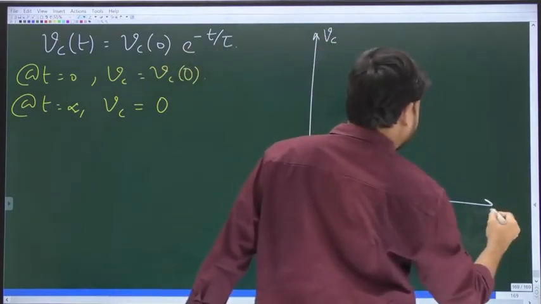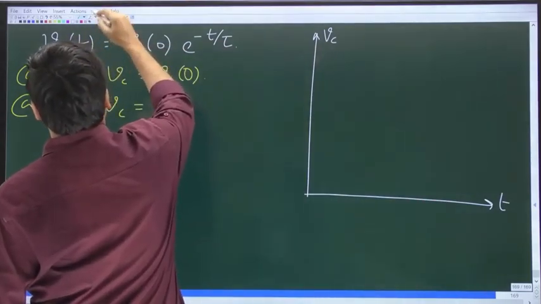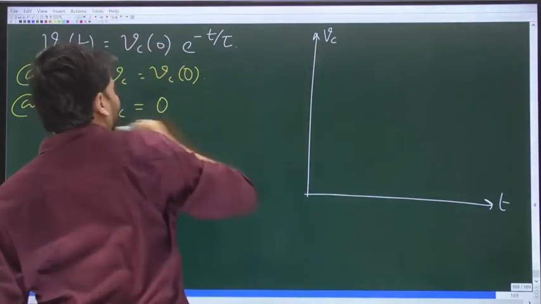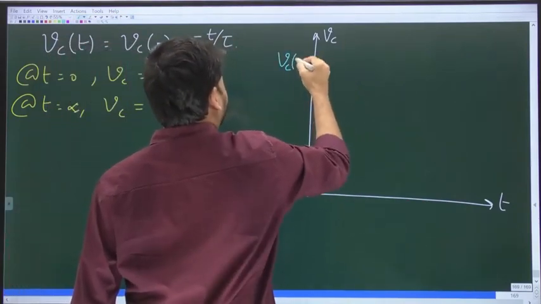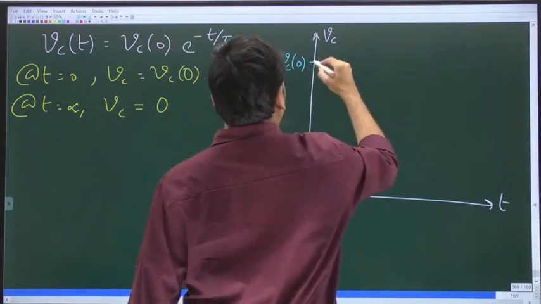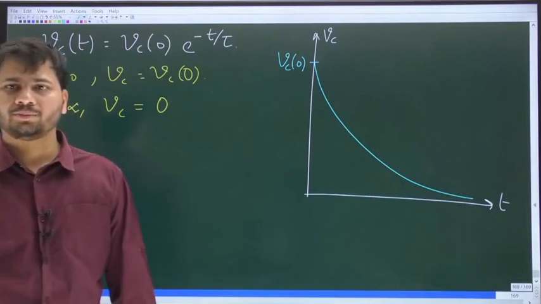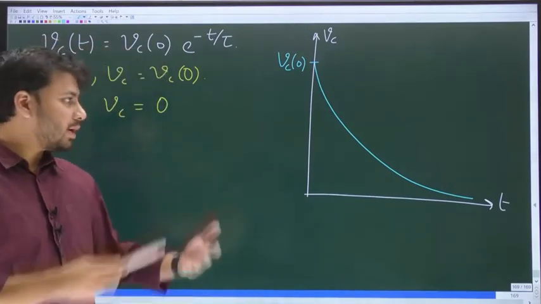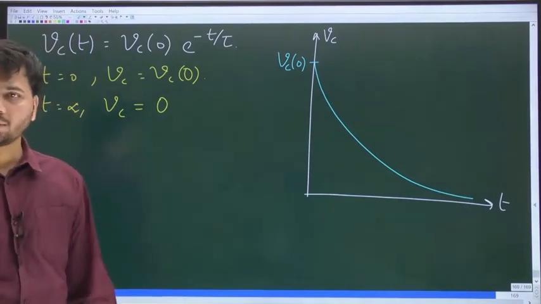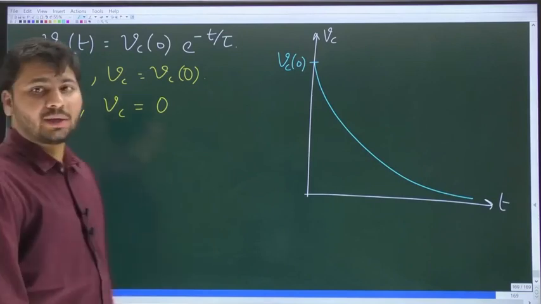So here, if you draw the waveform for Vc, plotting Vc versus t, won't you get this thing? This is Vc of 0. From Vc of 0, it will exponentially decay to 0. Understood? Yes.